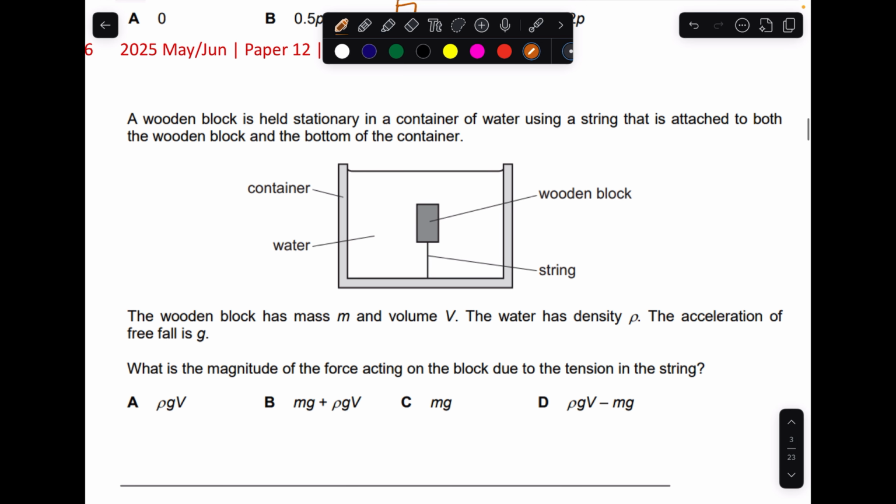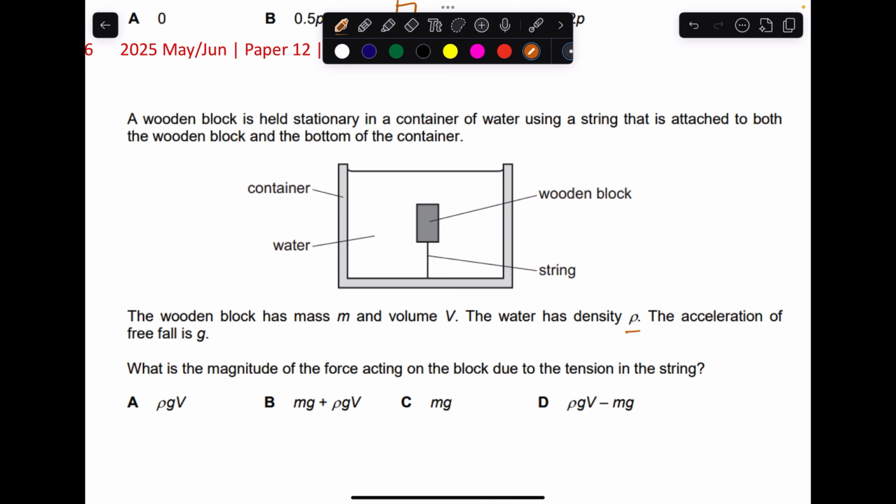The next question: a wooden block is held stationary in a container of water using a string that is attached to both the wooden block and the bottom of the container. The wooden block has mass m and a volume v. The water has a density rho. The acceleration of free fall is g. What is the magnitude of the force acting on the block due to the tension in the string? Okay, so you have to find the tension.